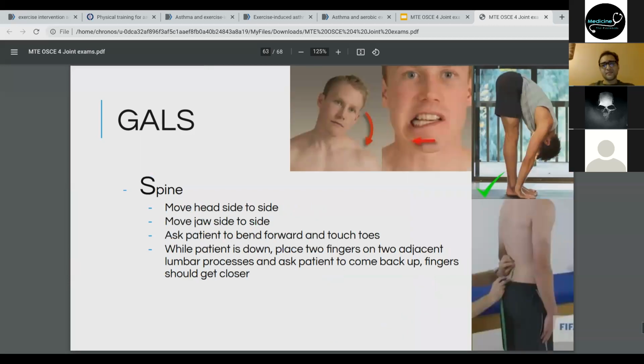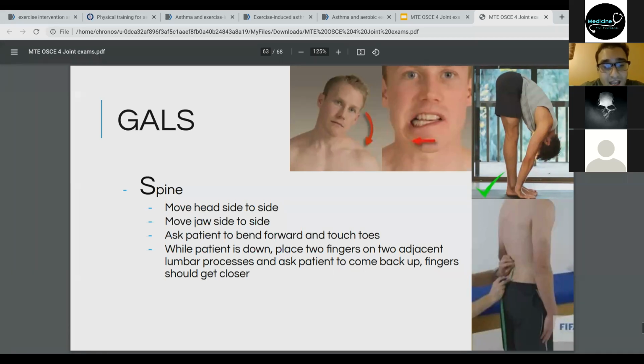And then spine. Spine's probably the weirdest one out of the four. So you get them to tilt their head side to side as far as they can get it. I find the easiest way to get them to do this is to ask them to try and touch their ear to their shoulder. You get them to move their jaw side to side, which I think always looks really stupid, but hey ho.